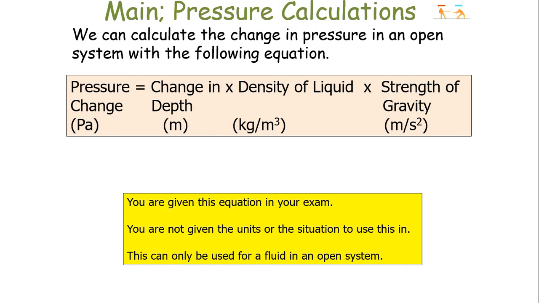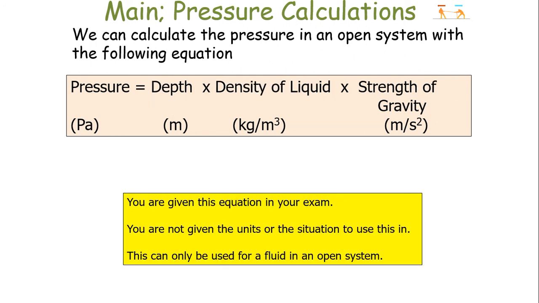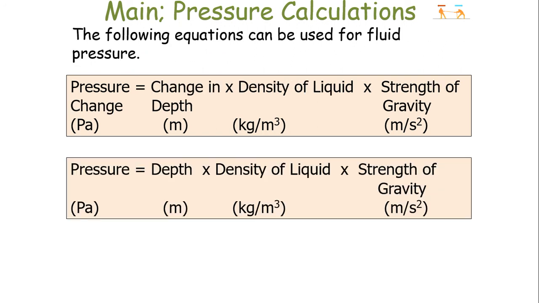So you can look at what the units in this equation are, and it can only be used for a fluid in an open system. So you can't use it for a solid. You can't use it if it's a closed system. It's got to be an open system. So it calculates how the pressure changes when an object moves from one point in the fluid to another point in the fluid. But if you just wanted to work out the pressure at a particular depth of a fluid, you can use the equation pressure equals depth times density times strength of gravity. So that calculates the pressure at one particular point of your fluid.